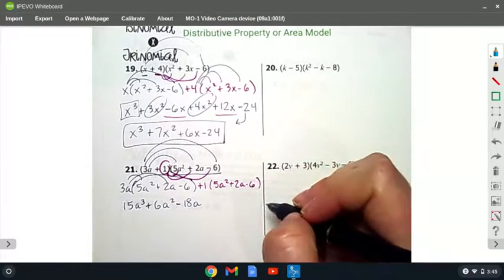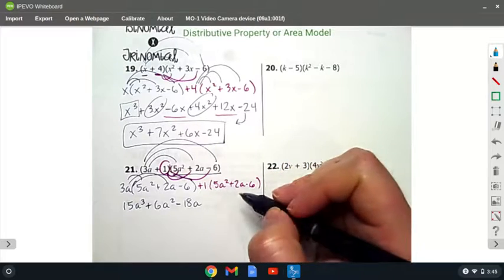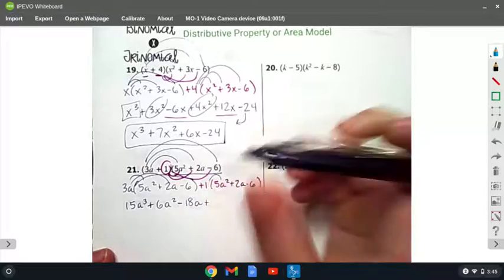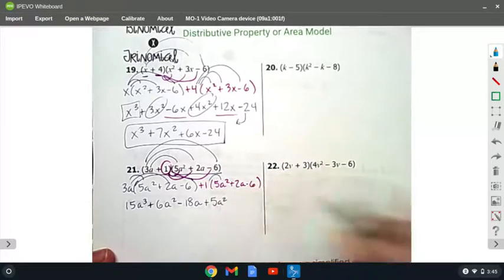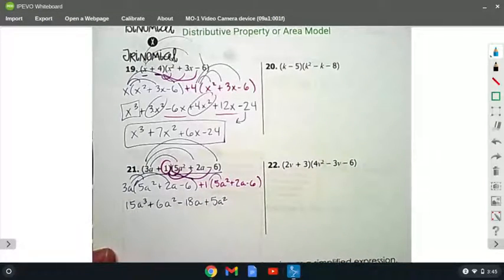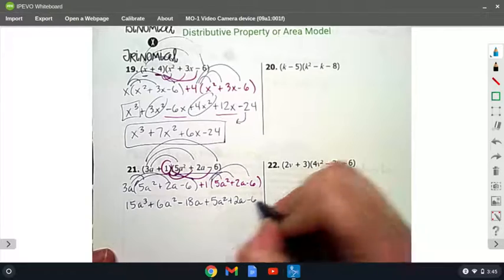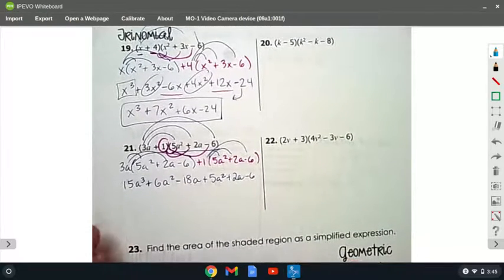Now I got to take care of over here. And if you notice, guys, I'm just multiplying by a positive 1. So pretty much everything is going to stay the same. So 1 times 5a squared is just going to give me 5a squared. 1 times 2a is going to give me 2a. And 1 times negative 6 is going to give me negative 6.